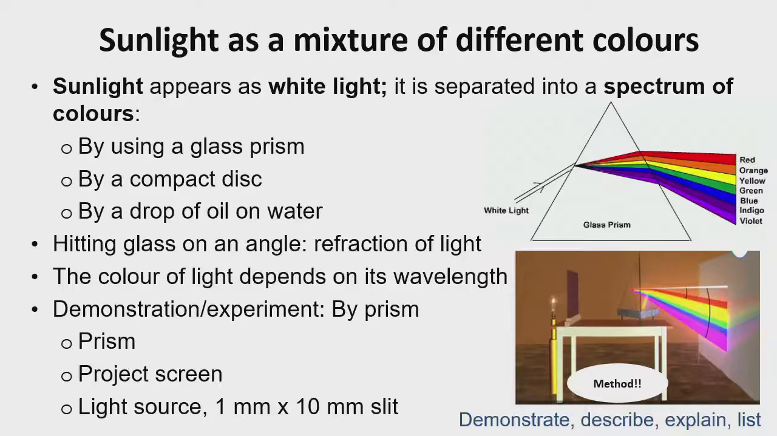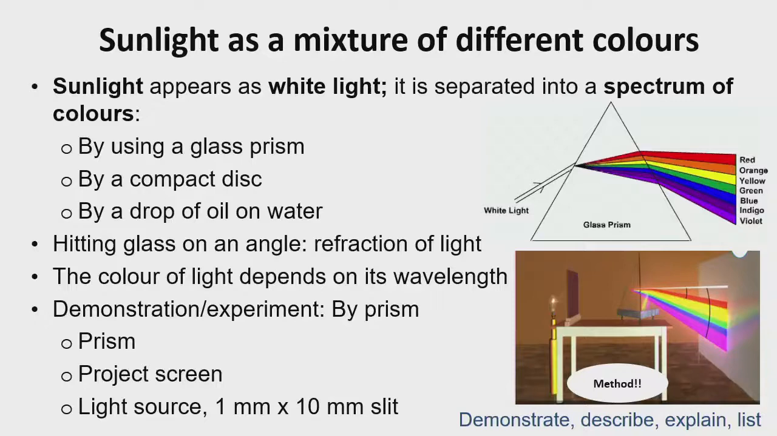It can be separated by using a prism, or by using a compact disc, or by a drop of oil on water. That's how sunlight can be separated into different colors. And you also need to know what colors sunlight is separated into: red, orange, yellow, green, blue, indigo, and violet. Those are the colors that white light can be separated into.